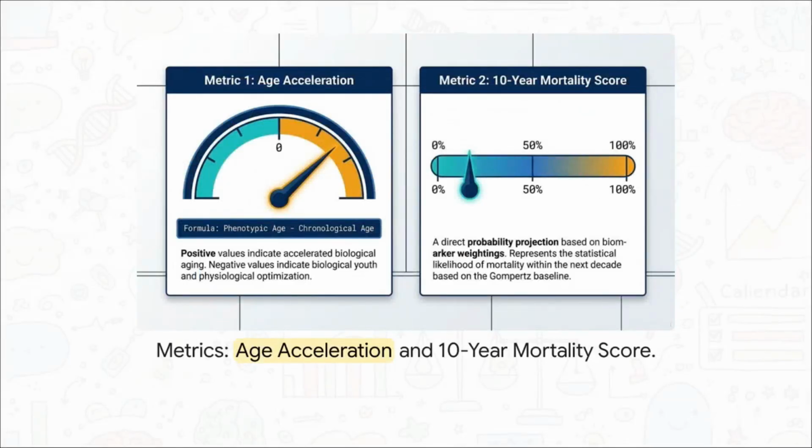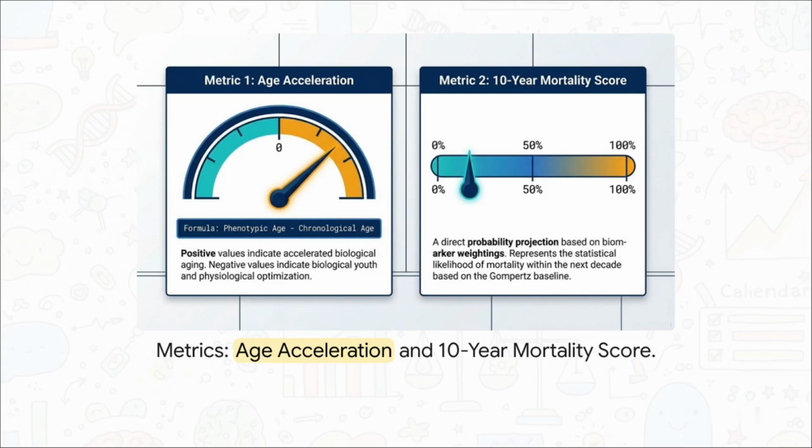The Gompertz engine generates 2 super clear outputs. First up is metric 1, age acceleration. This is simply phenotypic age minus chronological age. Positive values mean accelerated biological aging. The dial is definitely moving into the red. Negative values mean biological youth.